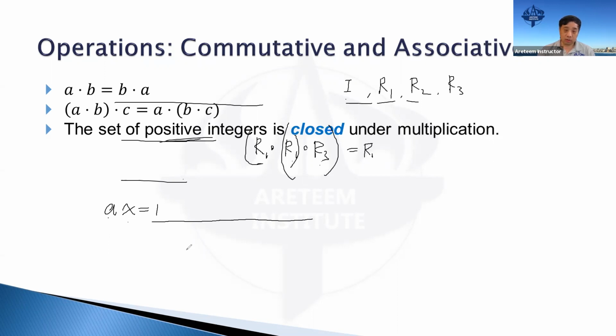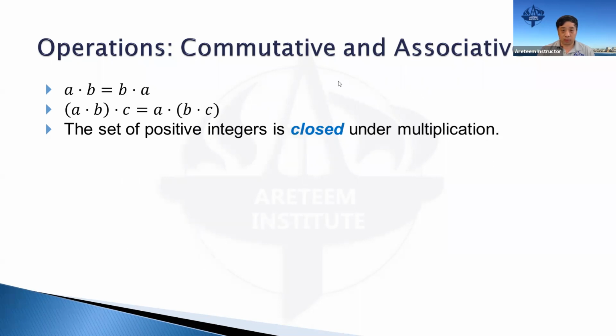But if I say positive real numbers in multiplication, do we have an inverse? If a is any positive real number, a times x equals 1, do we have a solution? Yes, we do. The solution is 1 over a, the reciprocal of a. So this set under multiplication has an inverse. So let's go back to the next page.